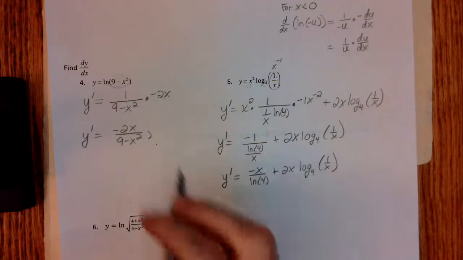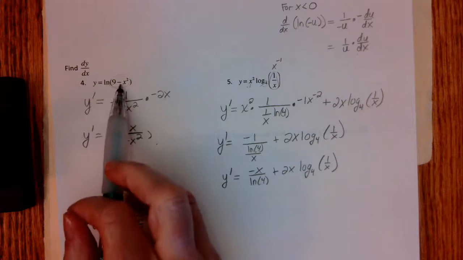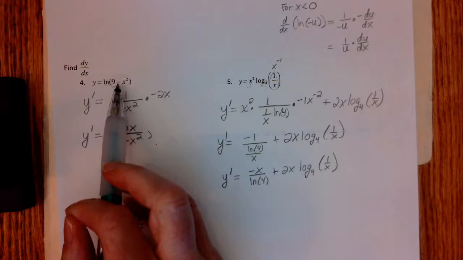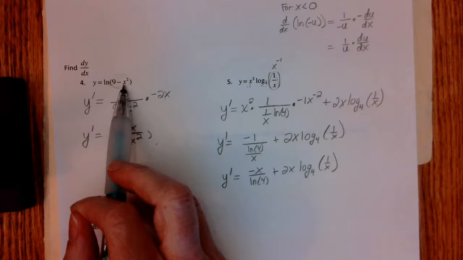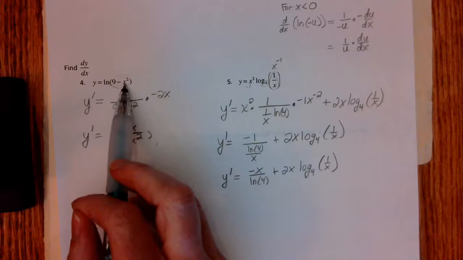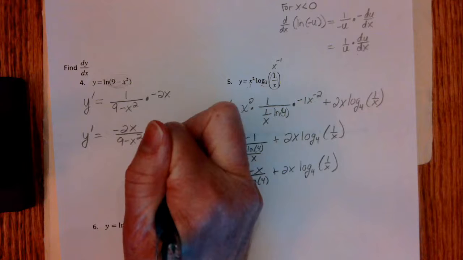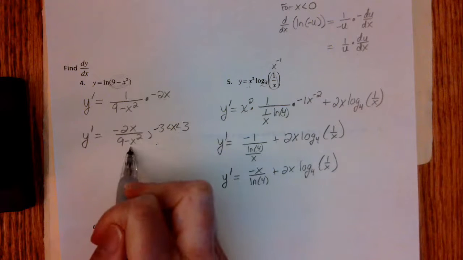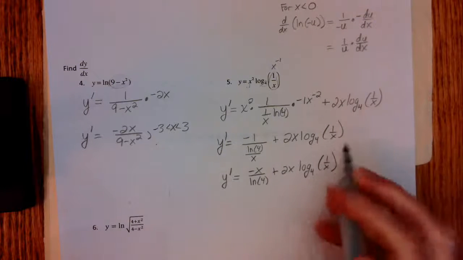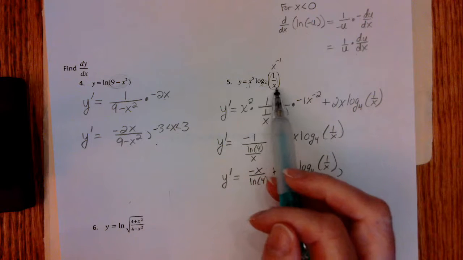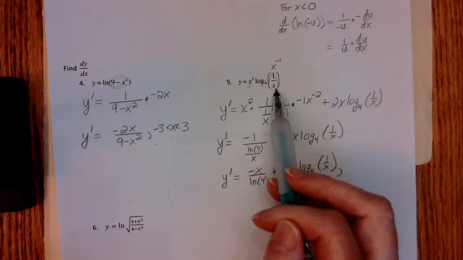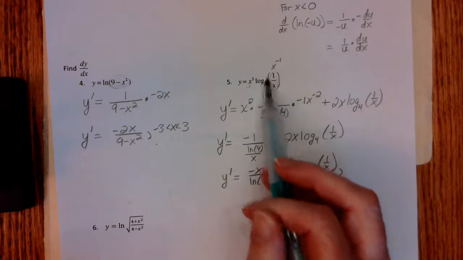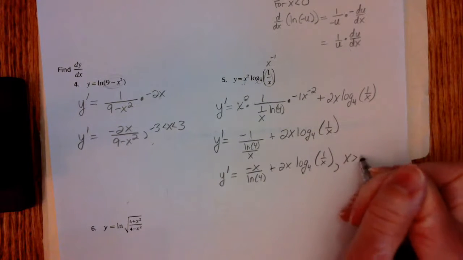My domain for this one, I have to be careful what's going to make it only positive. So to make it only positive, I want to stick to values that are between 3 and negative 3 to make that go to a 9. So I'm going to say negative 3 is less than x, which is less than 3 for this particular derivative. And for this derivative, we can't have it be 0, and we can't have it be a negative quantity, so I'm going to say x is greater than 0.